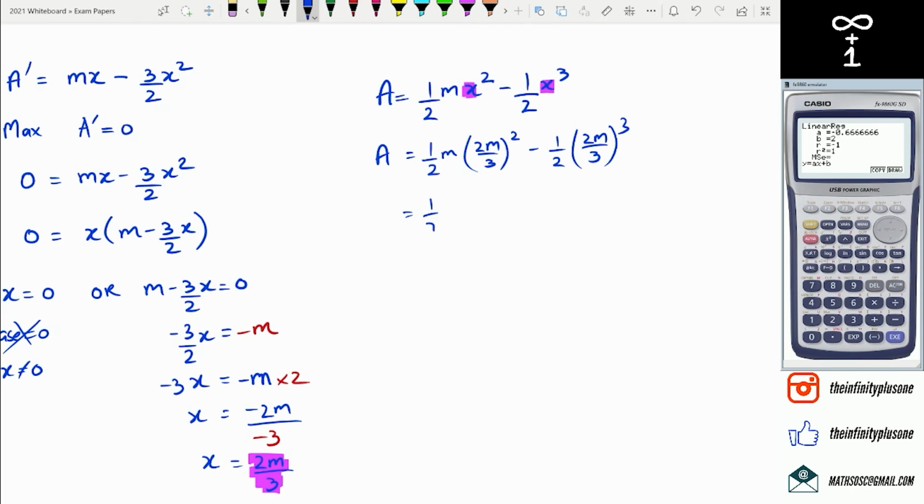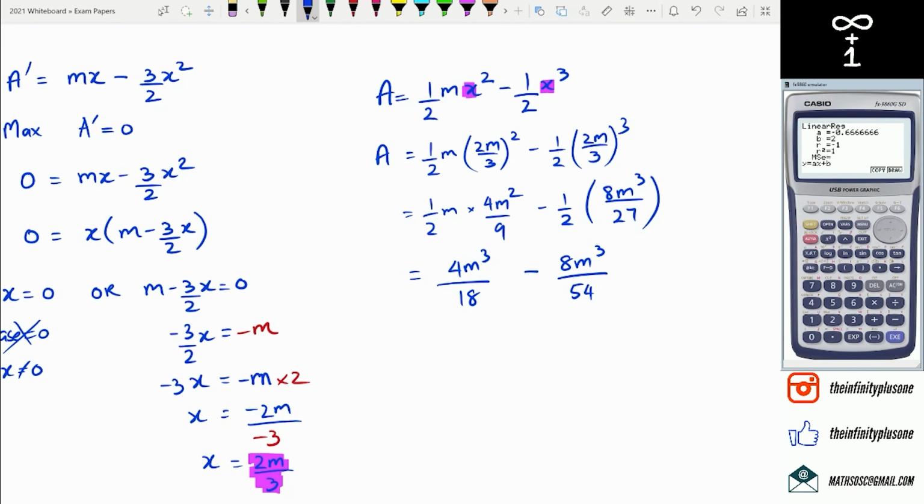So in the first instance, 2 squared is 4, so I get 4m squared over 9, minus half times 2 to the power of 3, which is 8m cubed, over 3 to the power of 3, which is 27. Simplifying the numerator on this side, 4m squared times m is 4m cubed, divided by 9 times 2, which is 18, minus 8m cubed over 27 times 2, which is 54.